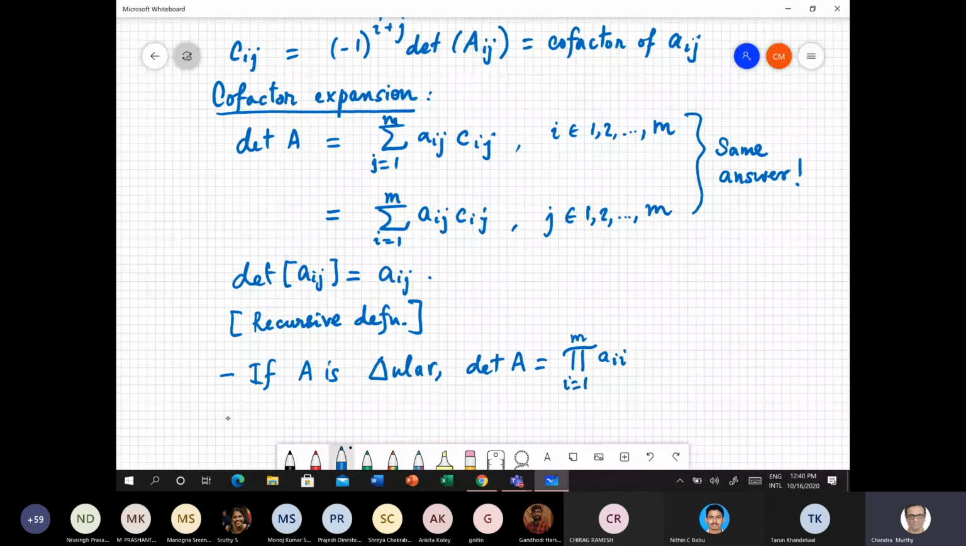The other thing is that the modulus of the determinant of A is called the principal volume of a matrix.